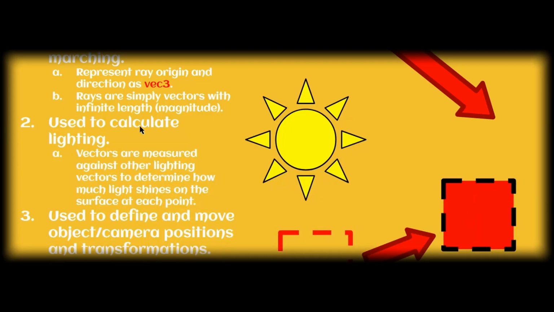So they're used for rays in our ray marching algorithm, where we represent the ray origin and direction as a vec3 vector. Rays are simply vectors with infinite length and magnitude. So they're also used to calculate lighting. Vectors are measured against each other to determine how much light shines on a particular point of an object. And we'll get more into that later. They're also used to move and define object and camera positions and transformations. So vectors are fundamental to moving anything in a 3D or 2D space.